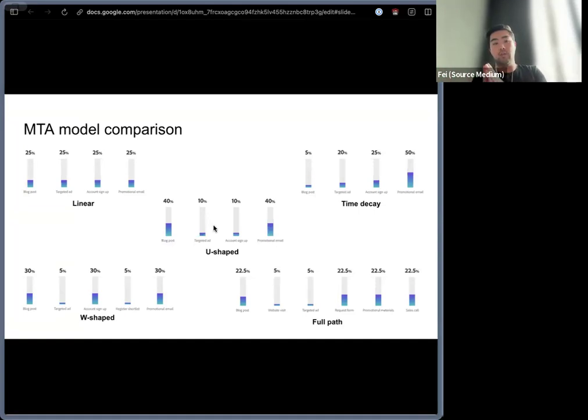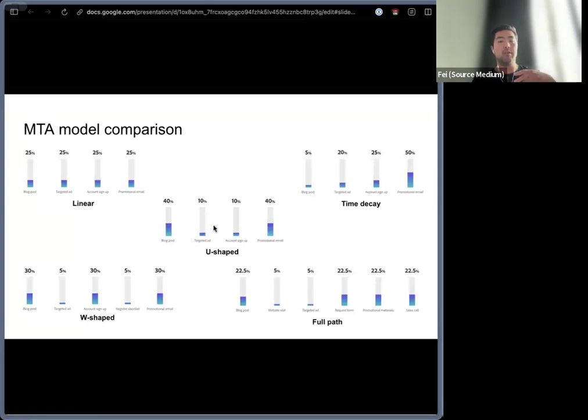Time decayed is really about having an emphasis on the more recent events, right? Of course, last click is the only thing that happened right before the purchase, but this is still putting more emphasis on the recency of the events and giving those events more credit because they are closer to the purchase.